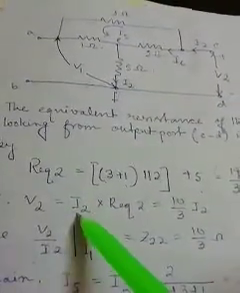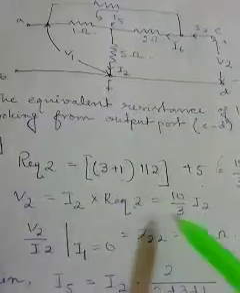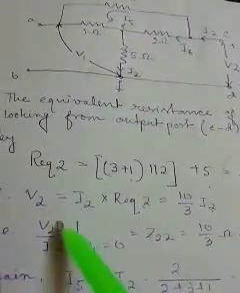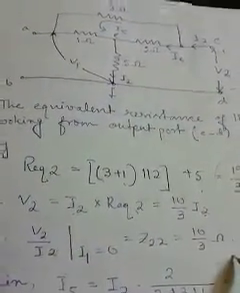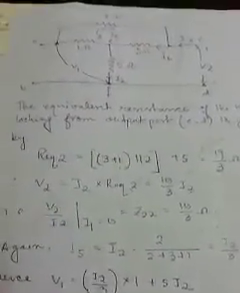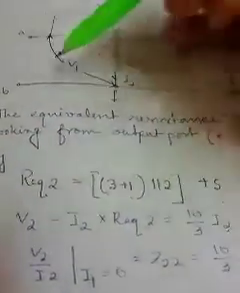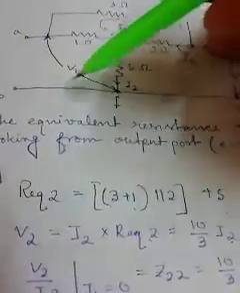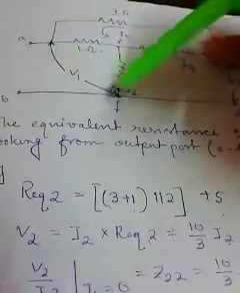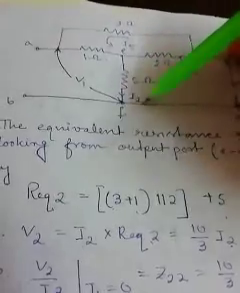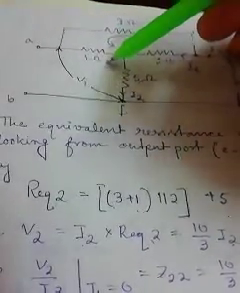So V2 should equal I2 into R equivalent 2, and we get this value. So V2 by I2 is 10 by 3 ohm. Now we have to calculate the value of V1 because Z12 is V1 by I2. So we write V1 in terms of I2 like this. For that we calculate the value of I5, because just like the last step, V1 should equal I2 into 5 plus I5 into 1.